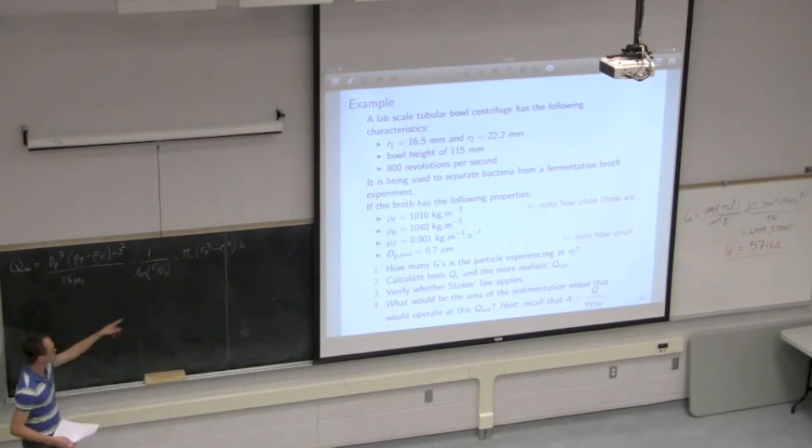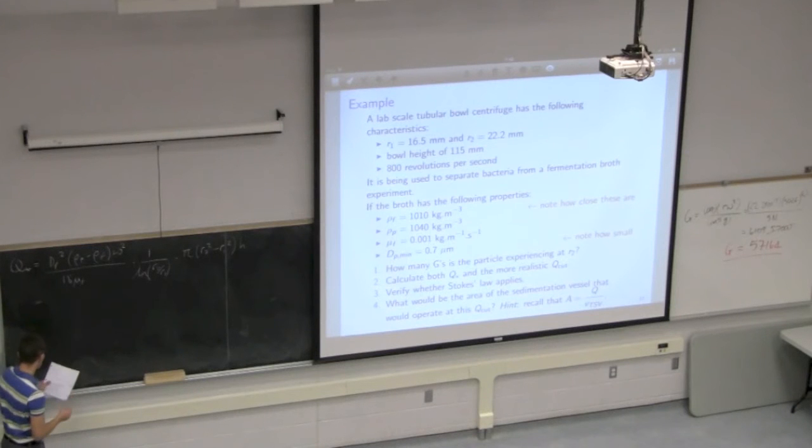Part two of R1. Let's just pull it out. Any approximate values so far? For Q star? Yep. 5.5 times 10 to the minus 6. So 5.5 times 10 to the minus 6 meters cubed per second. Yeah. So very, very low flow rates.